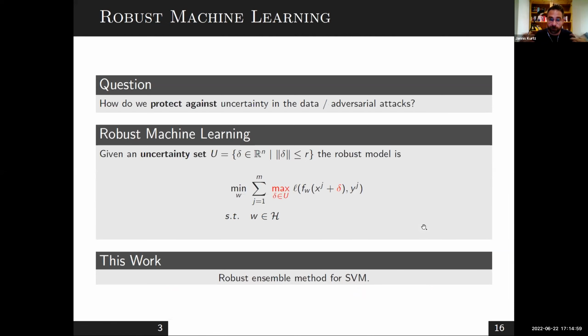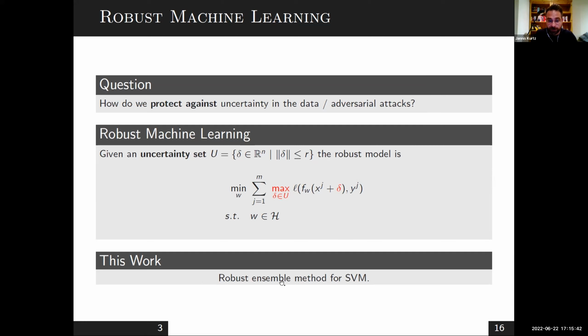And now the question is, how do you protect against these adversarial attacks? Or more generally, how do you protect against uncertainty in the data, since these balls around your data point can also be interpreted as uncertain perturbations of your data point. In robust machine learning, you normally take an uncertainty set. So you define a ball of radius r, and instead of minimizing your empirical loss, you minimize the worst empirical loss over all perturbations in your uncertainty set U. So this is a classical approach. It was already used for support vector machines.